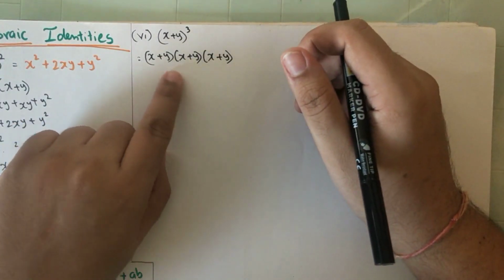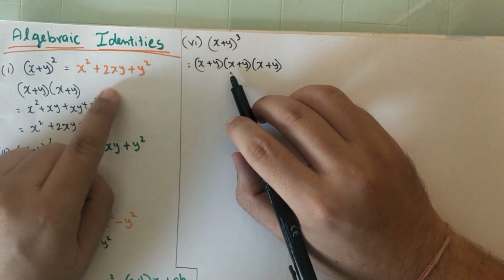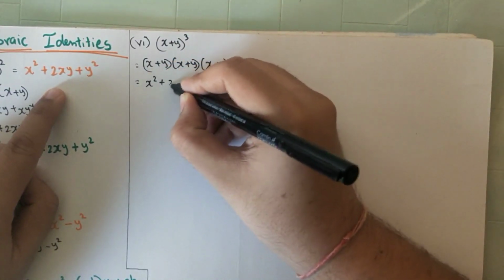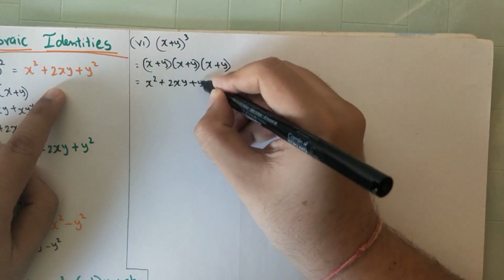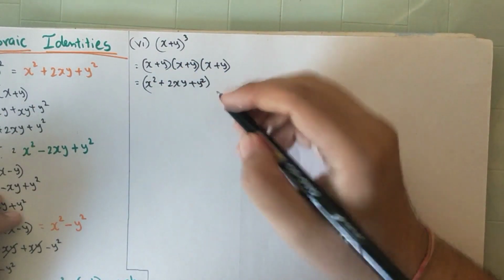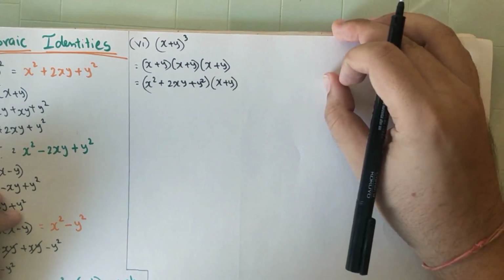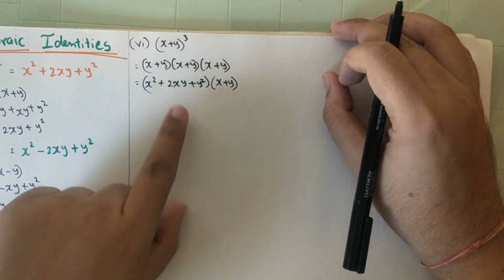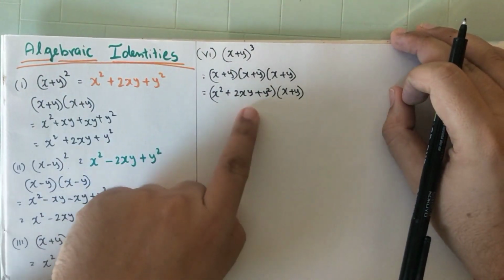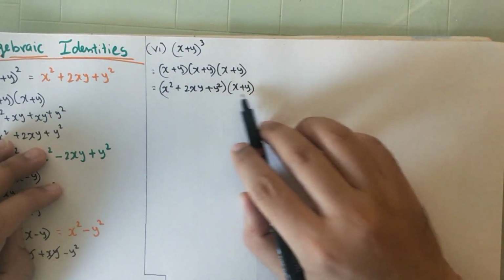Now I will multiply the first two brackets, and I know that if I multiply these two brackets, I'll get this identity. So I'm directly writing it: x square plus 2xy plus y square. This is the multiplication of the first two brackets, multiplied by x plus y. How could I get this? Because I knew that x plus y into x plus y is this only, from my first identity. Now I'll multiply this with this.